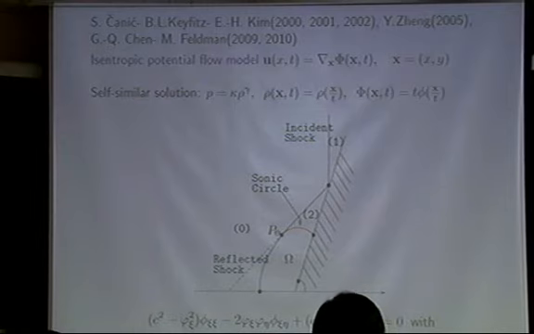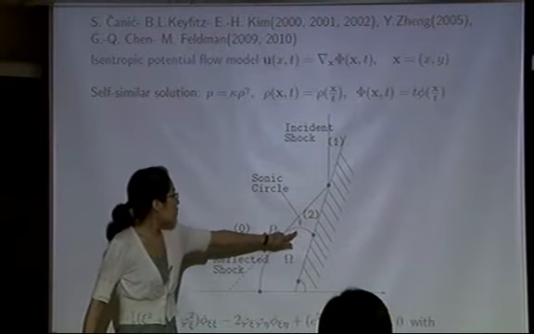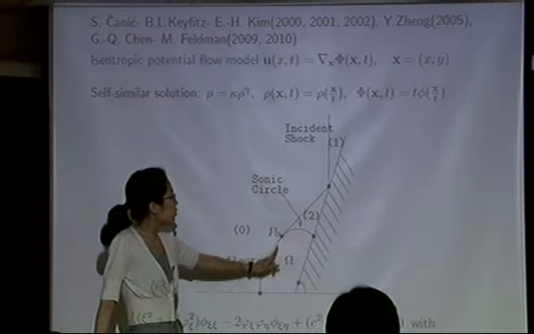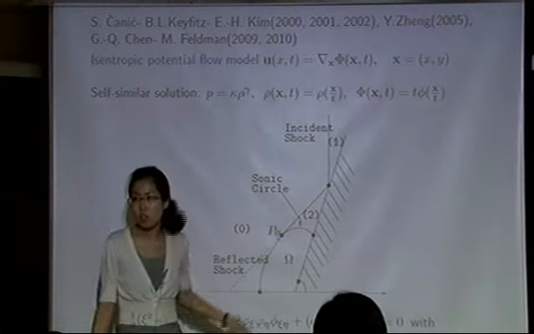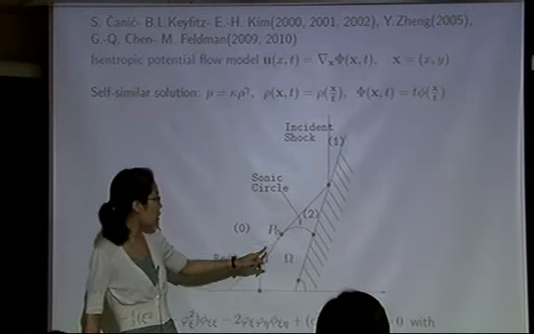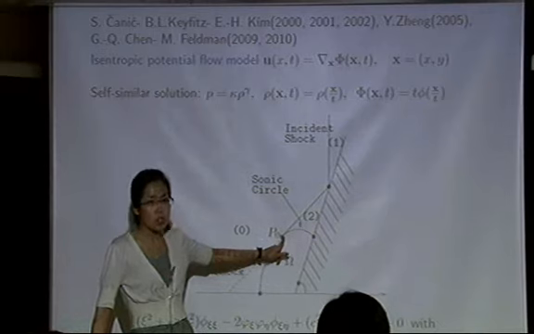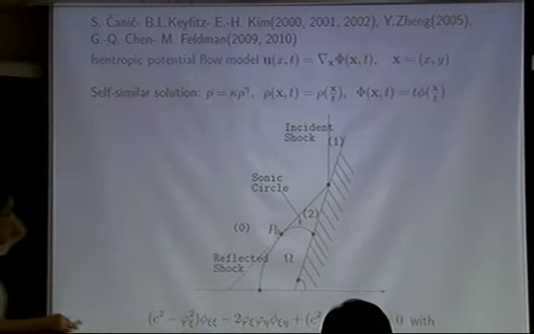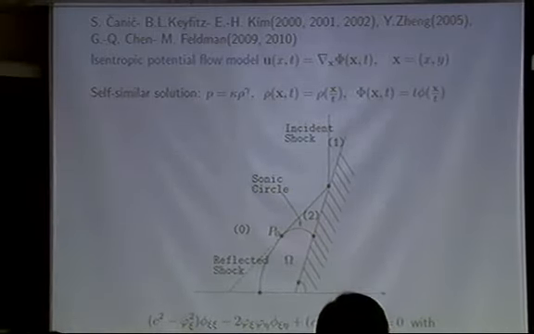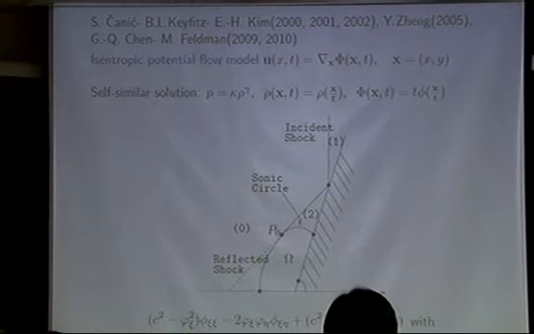One more thing is at this point, which is the intersection of the so-called sonic curve and the shock, the first order derivative of the velocity is different. If you approach it from here, the velocity has a certain value. If you approach it from the shock, then you have a different value. So basically, the velocity is not even C1 at this point. So this contains a certain optimal regularity theory plus a physical meaning of the shock reflection.